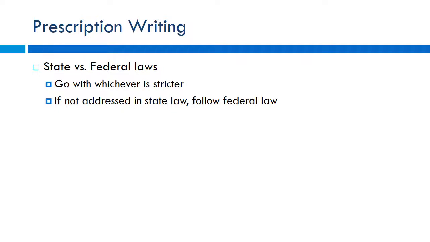Always keep in mind there are going to be state and federal laws. And which one should you follow? Is it always the state? You go with whichever one's stricter, okay? So for instance, if the federal law does not say anything about it, but the state law says that, then you follow the state. Or if they have competing things and the federal is more restrictive, then you go with that, right? Basically that will keep you out of trouble for the most part. And again, if it's not addressed in state law, just follow the federal law regarding that.